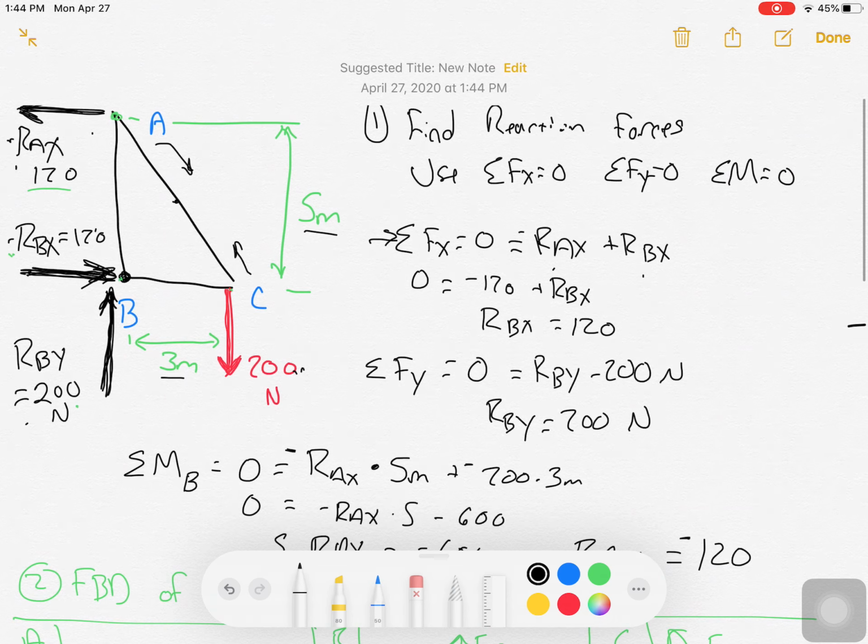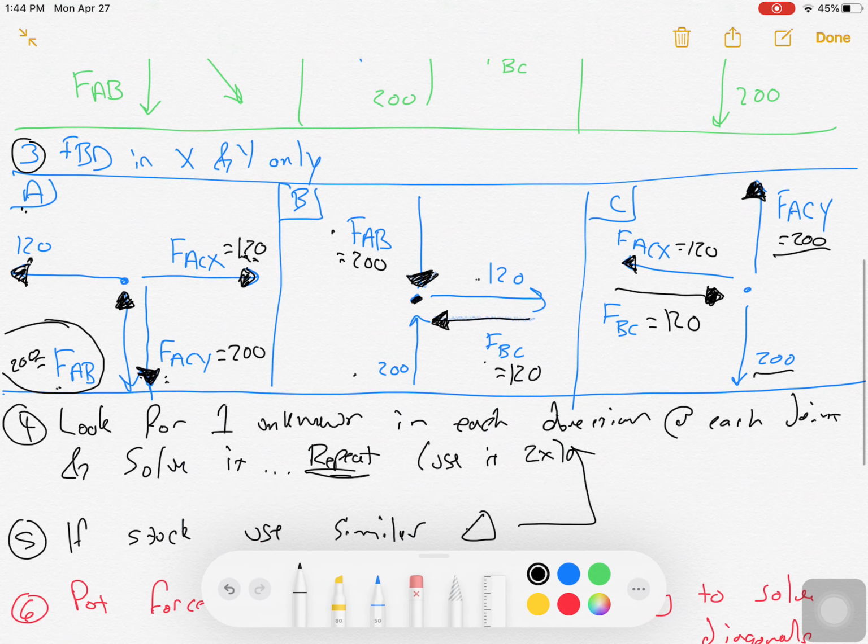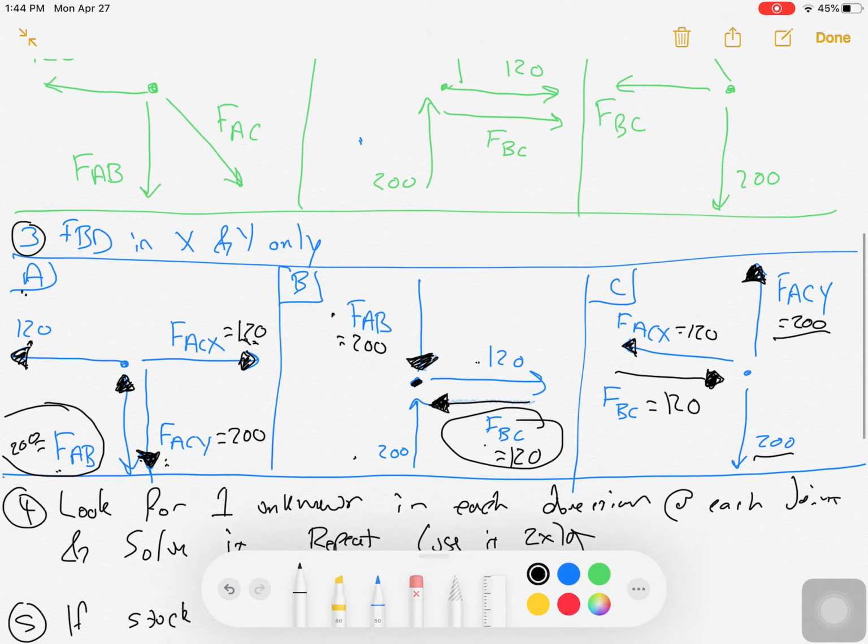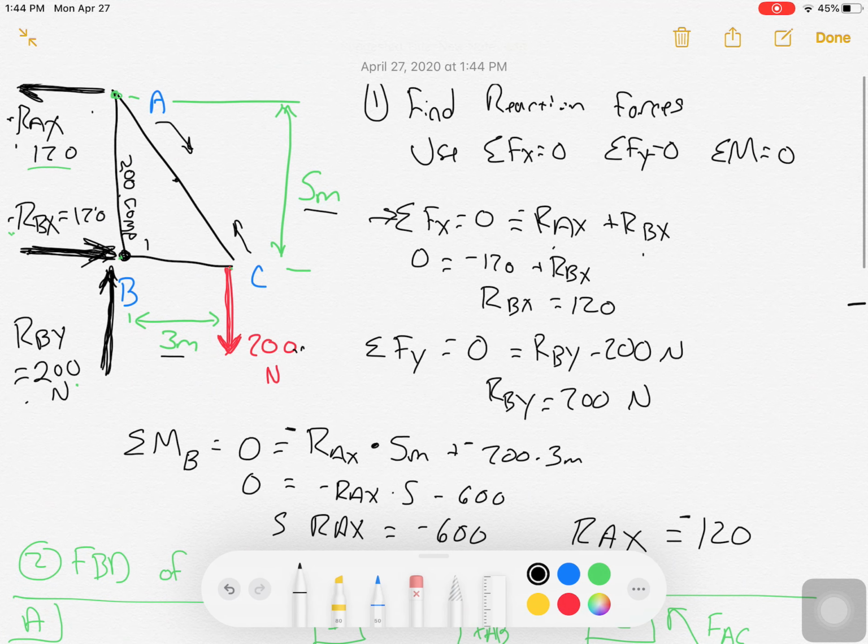So when I come up here, I'll say force AB is 200 and it's in compression. All right. Force BC, I see right here, it's 120 and it's also pushing in on its joint, so it's compression. So force BC is 120 in compression.